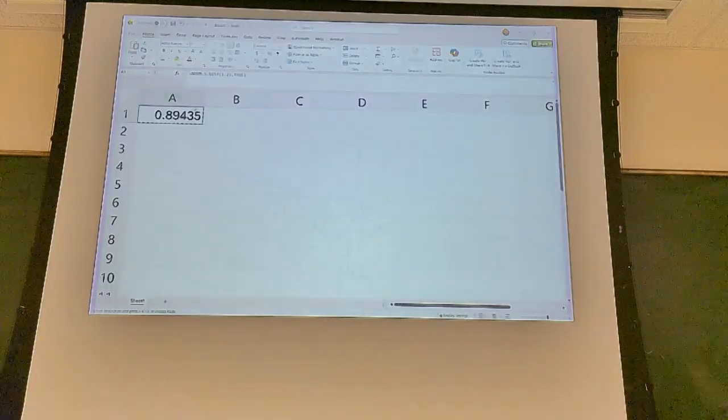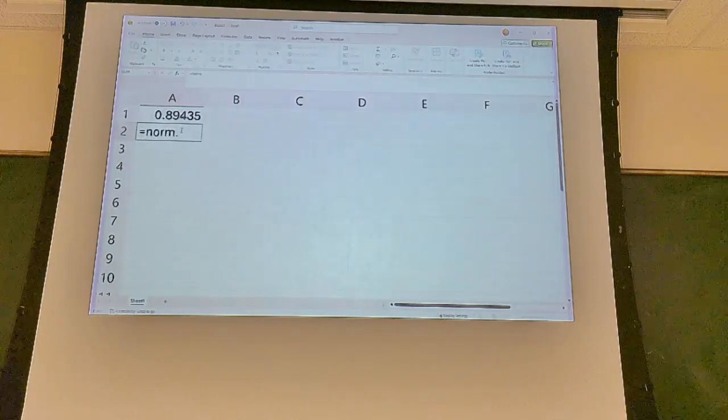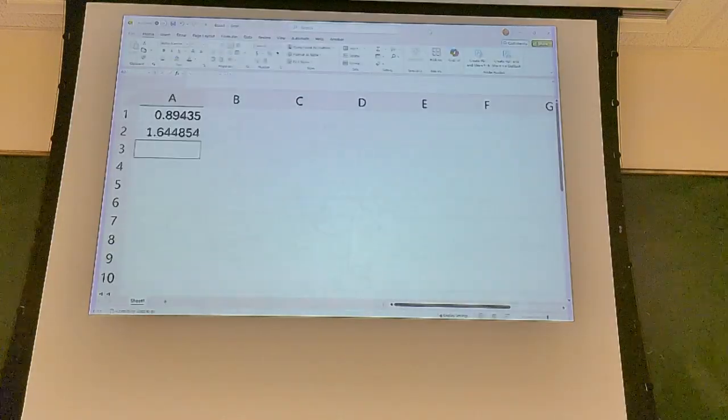So we come in here, equals, I think it's norm dot INV for the inverse norm. Dot S dot INV, standard normal. You need to put in just the probability to the left, area to the left, 0.95, and that will give you the z-score, 1.645.